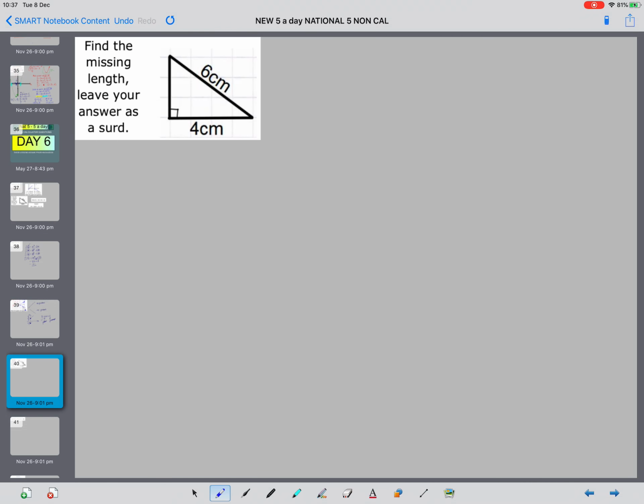Find the missing length, leave your answer as a surd. Right, so we've got a right angle triangle and we've got a length that's missing. It's a shorter side. Shorter sides I always call A. You should recognise that this is a Pythagoras question. If you're working out a shorter side, which I call A, you say A squared equals C squared, take away B squared. So A squared equals, your C is always going to be your longest side, which is across from your right angle. So it's going to be 6 squared, take away 4 squared, and then just work that through.